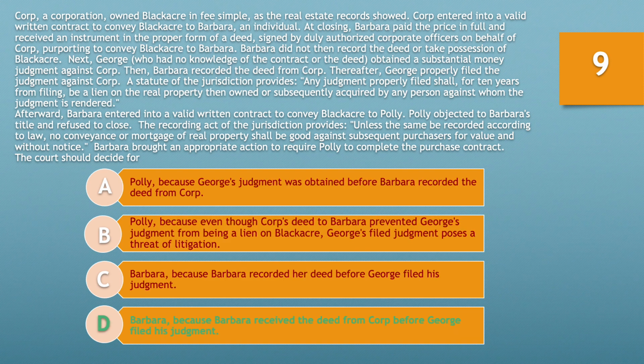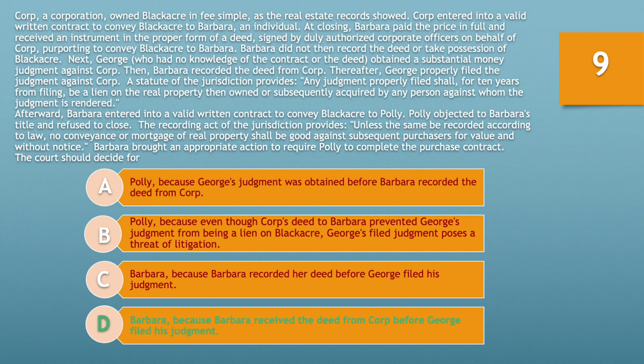If you chose D, Barbara, because Barbara received the deed from Corp before George filed his judgment, you'd be correct. The rule is that the recording system protects bona fide purchasers and mortgagees only. A bona fide purchaser is a subsequent purchaser who purchases the property for valuable consideration and without notice at the time of conveyance. Notice can be actual or constructive.